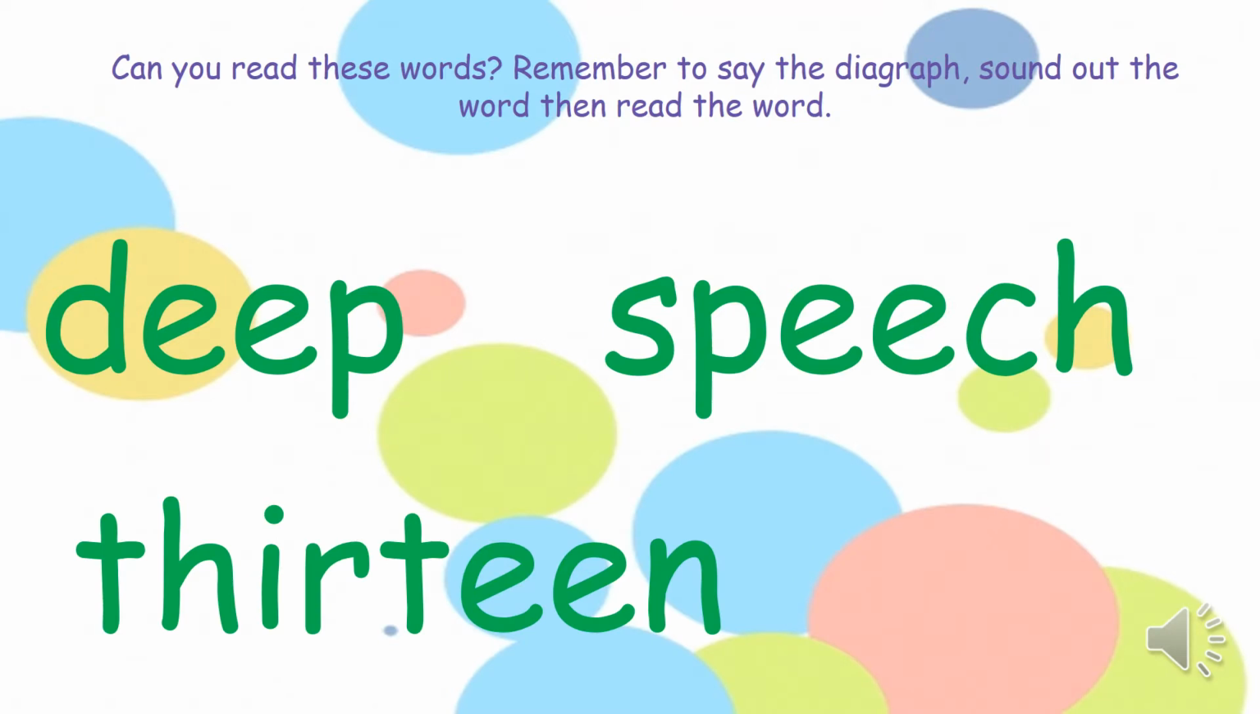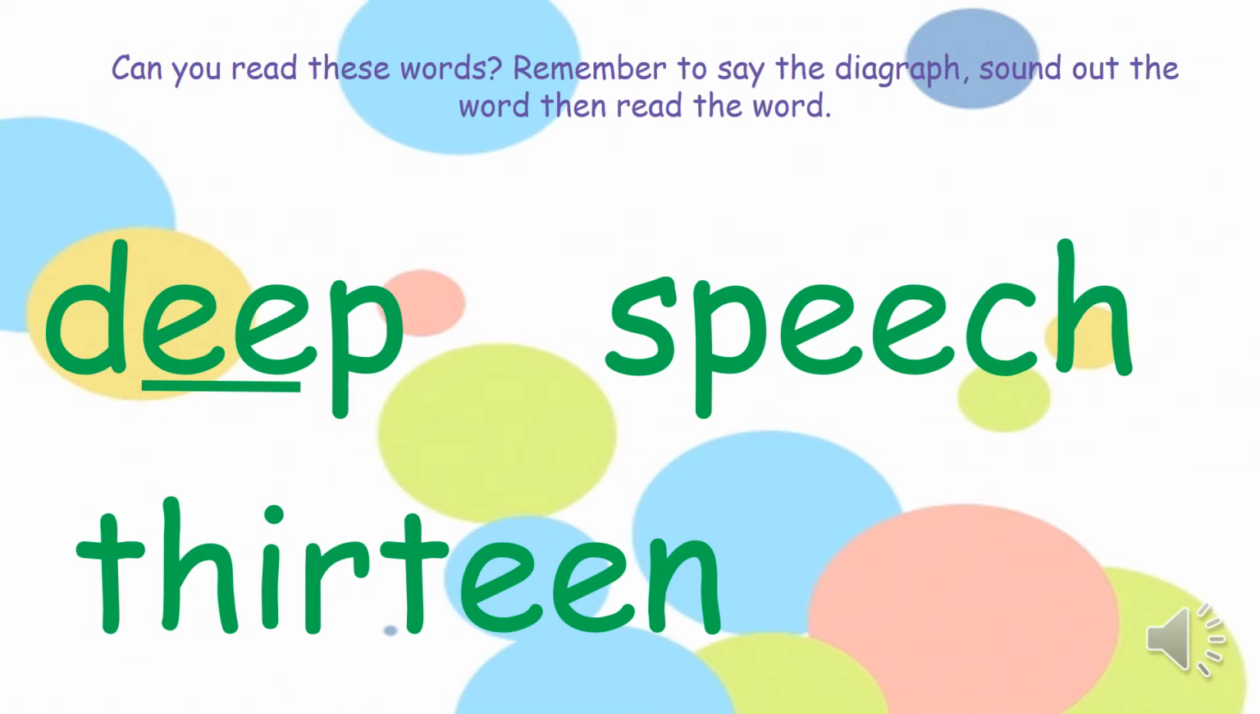Now, have a look on your screen. Can you read these words? Remember, we need to say the digraph first, then sound out the word, then read the word. So let's have a look at the first word. Can you see the digraph? The digraph is E. Now let's sound it out. D, E, P, deep. Superstars.